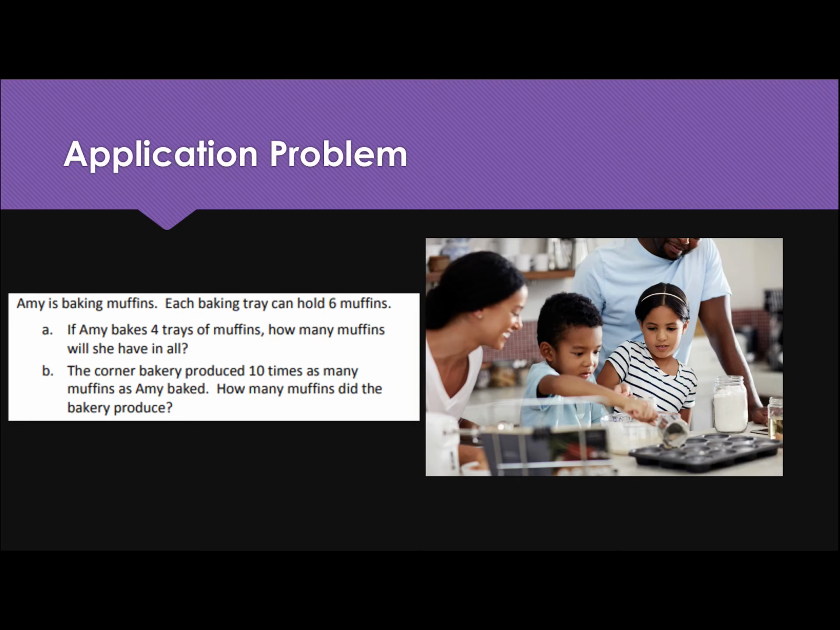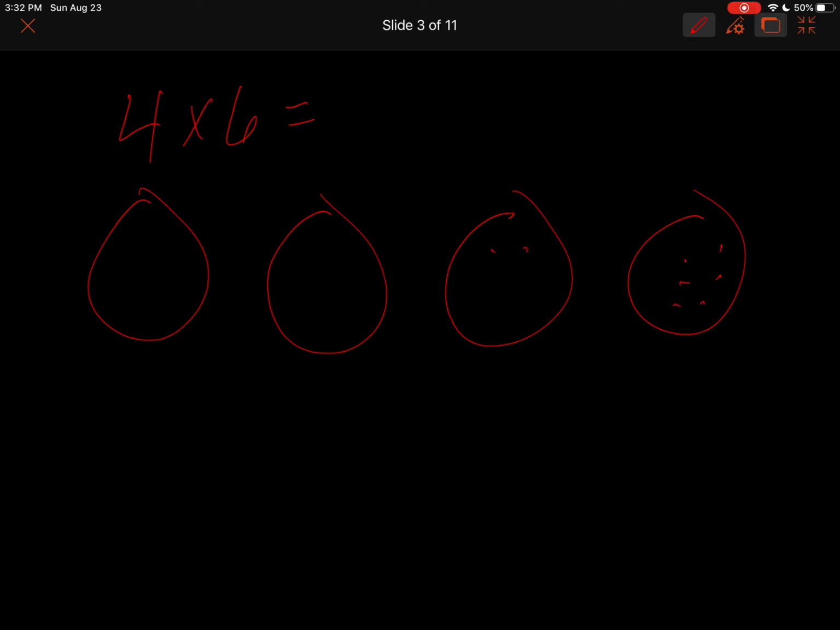All right, so let's go ahead and get started with our application problem for today. The application problem reads, Amy is baking muffins. Each baking tray can hold 6 muffins. If Amy bakes 4 trays of muffins, how many muffins will she have in all? So let's go ahead and see if we can figure that out. So we've got 4 trays, 6 muffins in each tray. If we have 4 groups of 6, all we have to do is add these groups together, and when we do that, we'll get 24. So Amy will make 24 muffins.